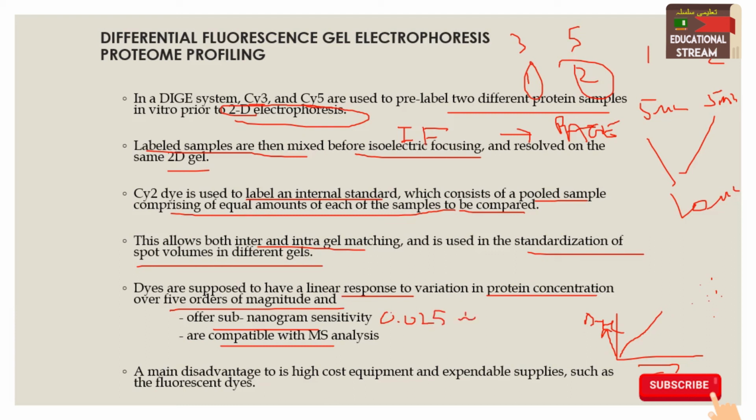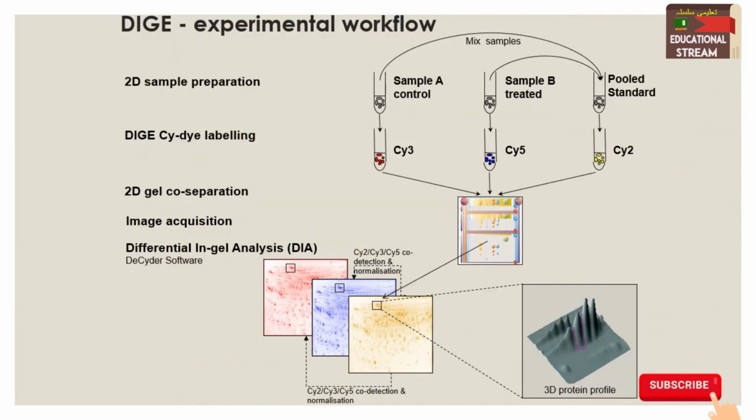Another advantage is that it is also compatible with mass spectrometry, but its main disadvantage is the high cost of equipment, because 2D is very expensive, and the expendable supplies like the fluorescent dyes that we are using are also expensive. So here is the workflow, how it is performed.